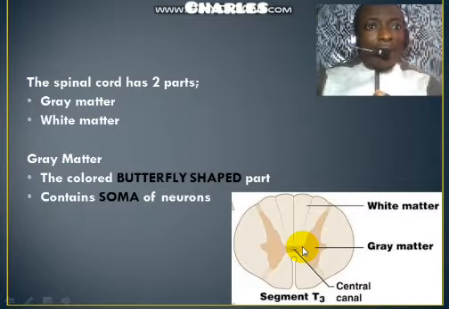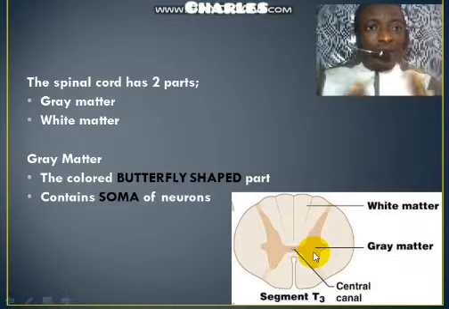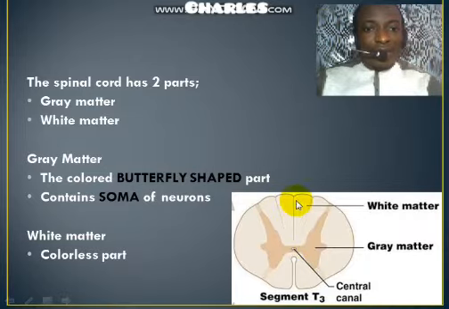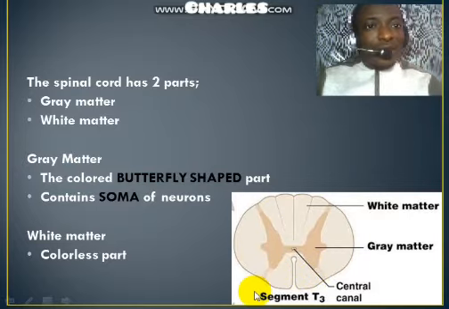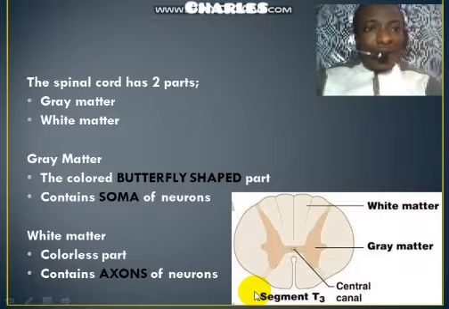It contains the soma of neurons. The gray matter of the spinal cord contains only the bodies of neurons. They don't contain axons. They contain only the body of neurons. Going forward, the white matter is actually colorless. So this area represents the white matter of the spinal cord. White matter contains axons of neurons.